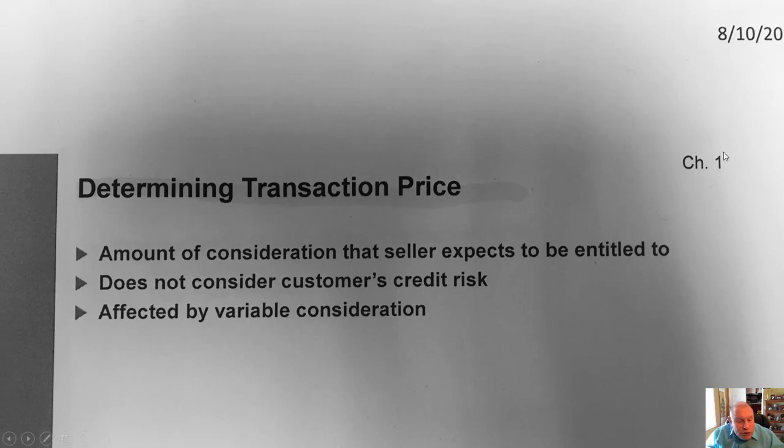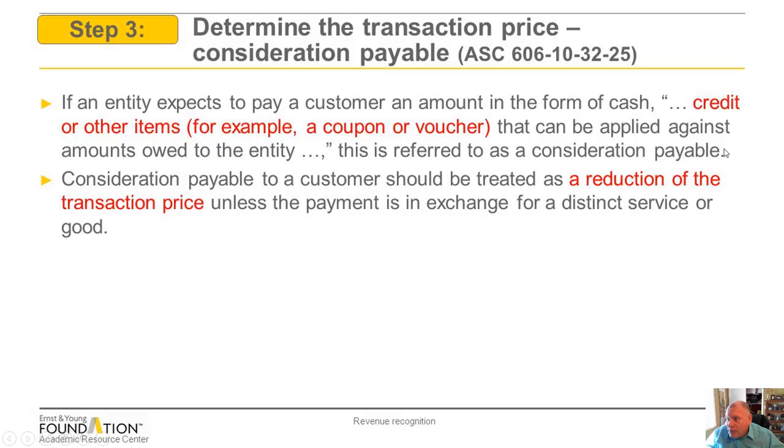It doesn't include customer risk, and it's affected by variable compensation. So one of the things is the variable compensation, where the customer may have a consideration that's given to them, consideration payable. This is different. So we have the transaction price, here's the price, but there's variables that come into it. And these variables could include coupons, vouchers, performance bonuses, etc.